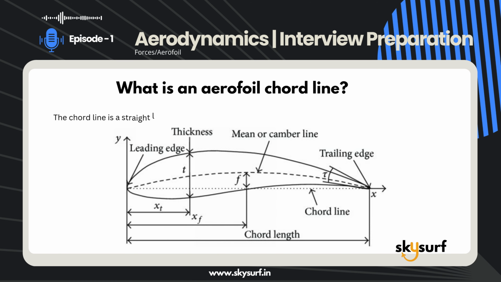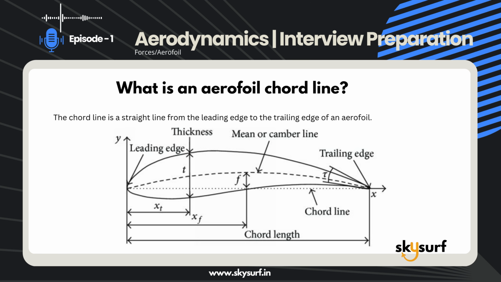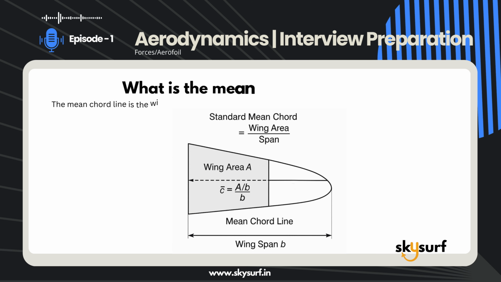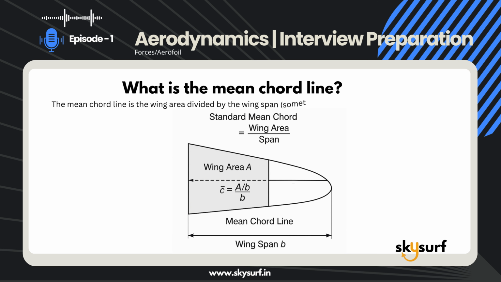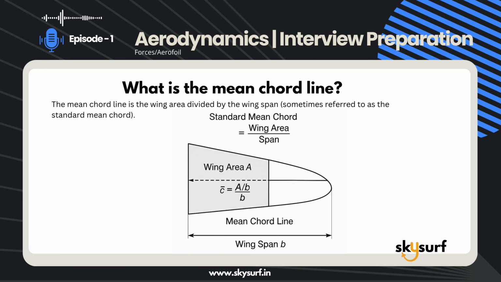What is an aerofoil chord line? The chord line is a straight line from the leading edge to the trailing edge of an aerofoil. What is the mean chord line? The mean chord line is the wing area divided by the wingspan, sometimes referred to as the standard mean chord.